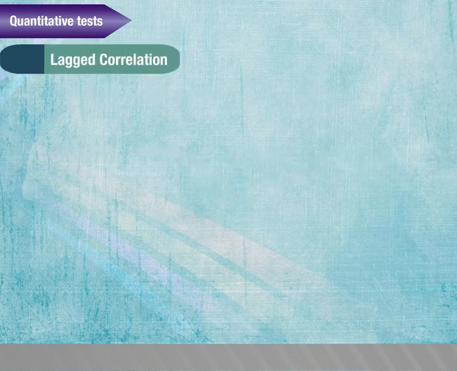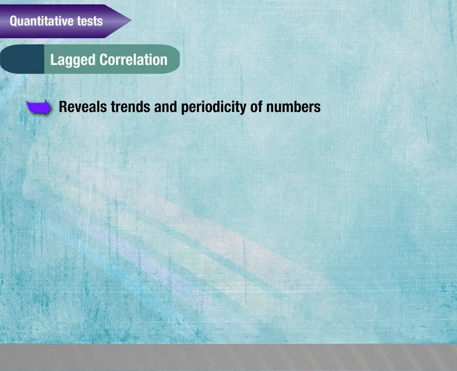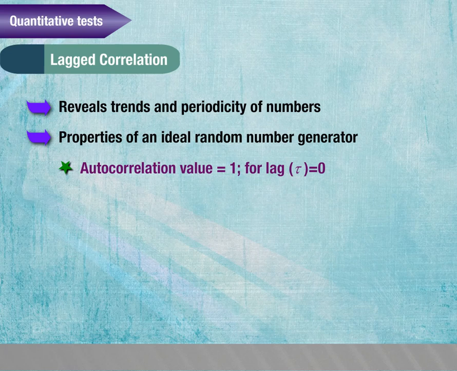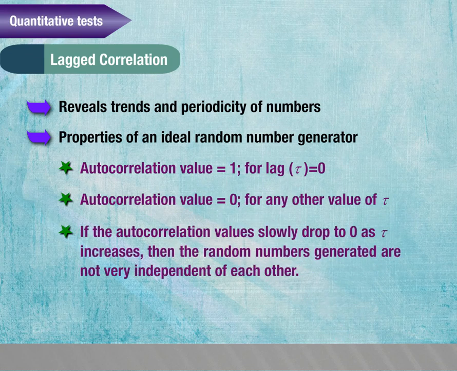Lagged correlation. This test reveals the relationship between the numbers at one time and at another, that is autocorrelation. Reveals trends and periodicity of numbers. Properties of an ideal random number generator: autocorrelation value is equal to 1 for lag of tau equal to 0. Autocorrelation value is equal to 0 for any other value of tau. If the autocorrelation values slowly drop to 0 as tau increases, then the random numbers generated are not very independent of each other.